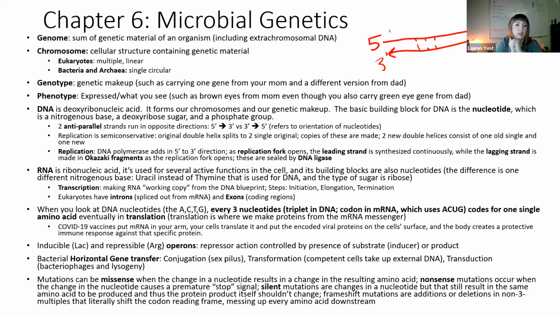So that's anti-parallel. Replication is semi-conservative. We have the original template strands.